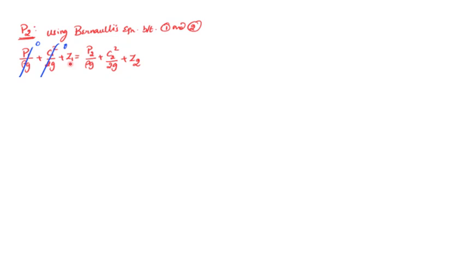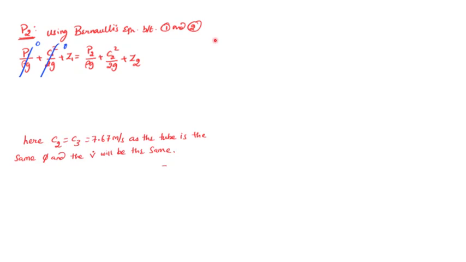So here I know Z1. I know rho and g. I know C2, because as I told you, C2 and C3 are exactly the same because of the continuity equation, as the tube is the same diameter and also the volumetric flow rate is the same. So C2 is C3. I know this. I also know Z2. So all that I have to do is substitute everything in the equation and find the only unknown, which is P2.